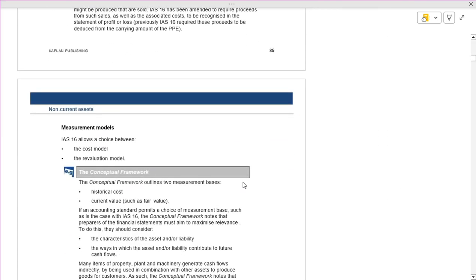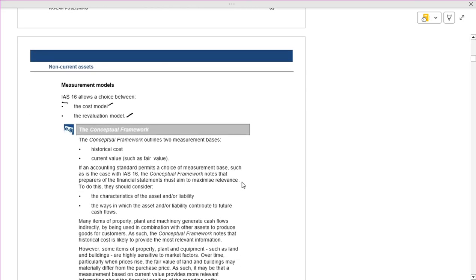What are the measurement models? See, this is where we are going to be tested. Very simple, very easy. Okay, understand the things. It's not at all complicated. See, IAS allows a choice between a cost model and a revaluation model. Is it right? When we say it's a cost model, it is based on the historical cost. When we say historical cost and current value, these are two measurement bases. Is it right?